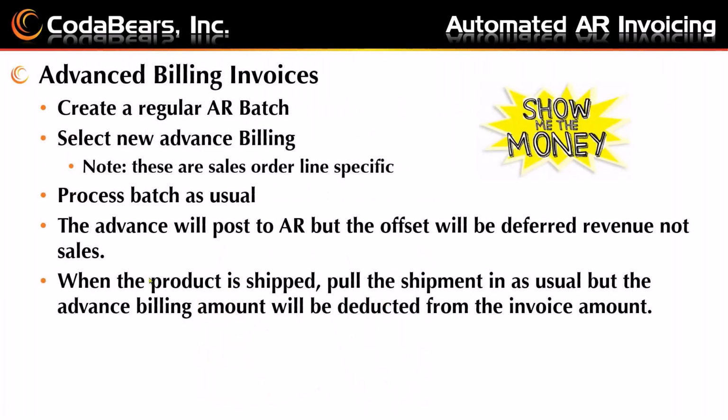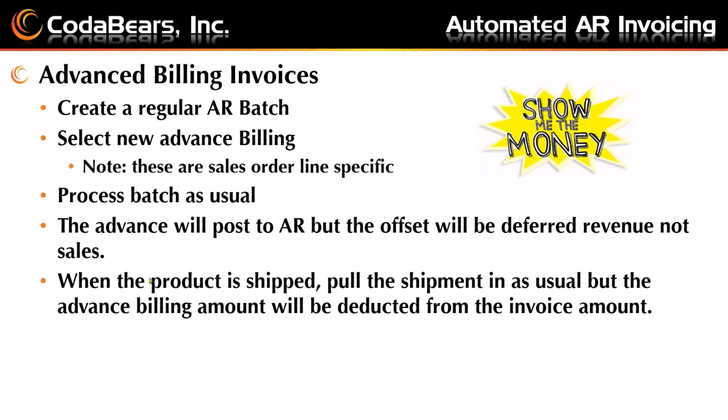For an advanced billing invoice, we create a regular accounts receivable batch. We select new advanced billing when we look at our drop-down box, and we'll see this in a few minutes. These are sales order line specific, and they're very touchy, meaning that if you have 5 lines on the sales order and your salesperson says you're supposed to, for example, get a $50,000 down payment, you might want to spread those advanced billing lines across all the sales lines. If you put it only on line 1, then when you pull in the final payment, it will show up as line 1 only and not the other lines. So you do have to make sure that the advances are attached to the specific sales order line. Then we process the batch as usual.